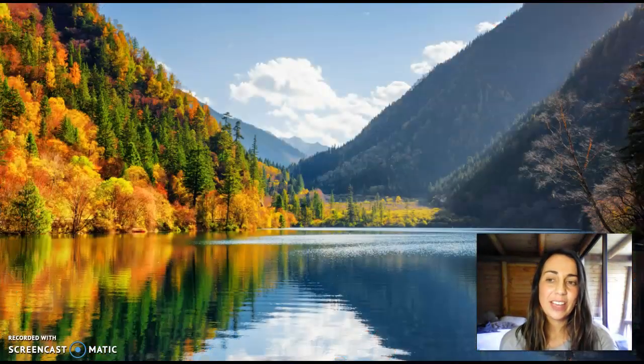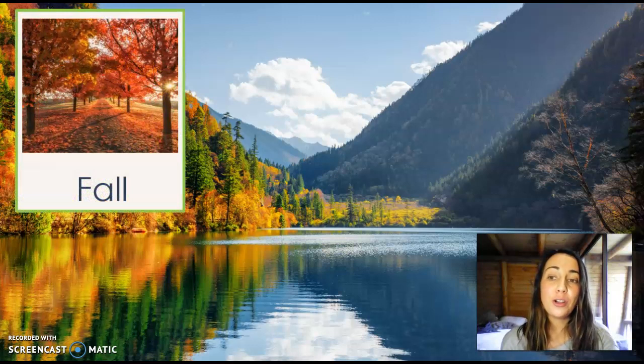Okay, what season is in this landscape? Look at the trees, the colors of the trees. What colors are there? It is fall. Very good. The leaves are yellow, orange, and you can also see a little bit of brown. So it is fall. Very good.